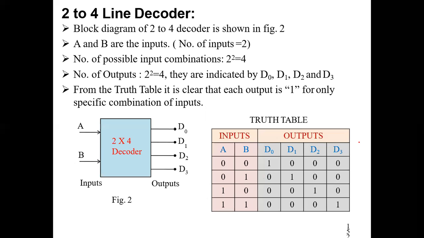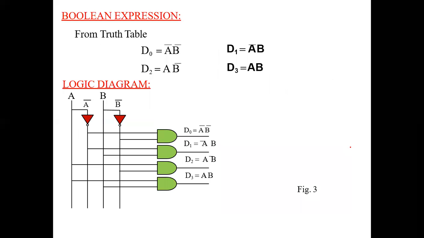The first example is the 2 to 4 line decoder. That is the block diagram of the 2 to 4 decoder. A and B are the inputs. So the number of possible input combinations is 2 power 2, which is equal to 4. If there are 2 inputs, the outputs will be 2 power 2. If 3 inputs, the outputs will be 2 power 3. That is the concept used in the decoder. Here there are 2 inputs, so we are using 4 outputs. That is the concept used in the 2 to 4 line decoder.